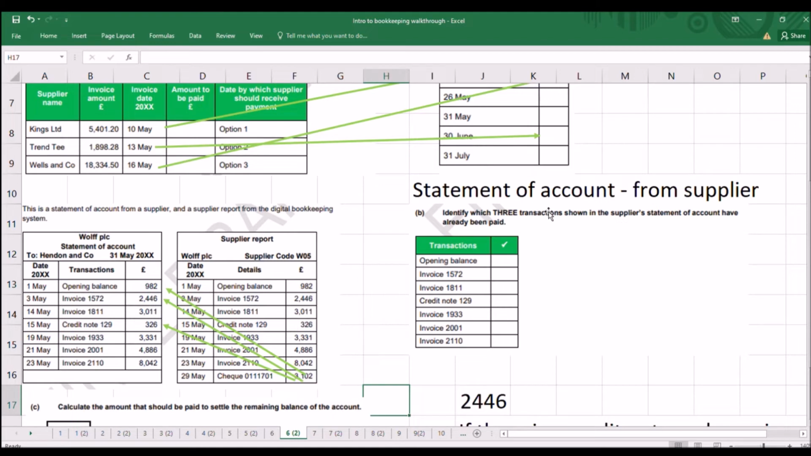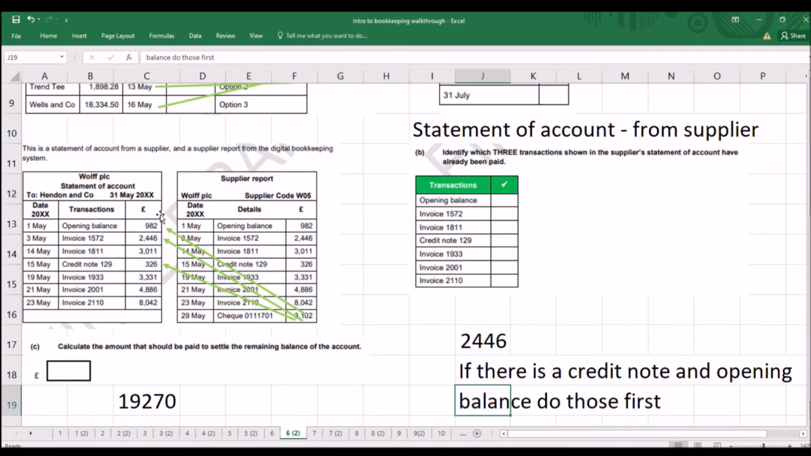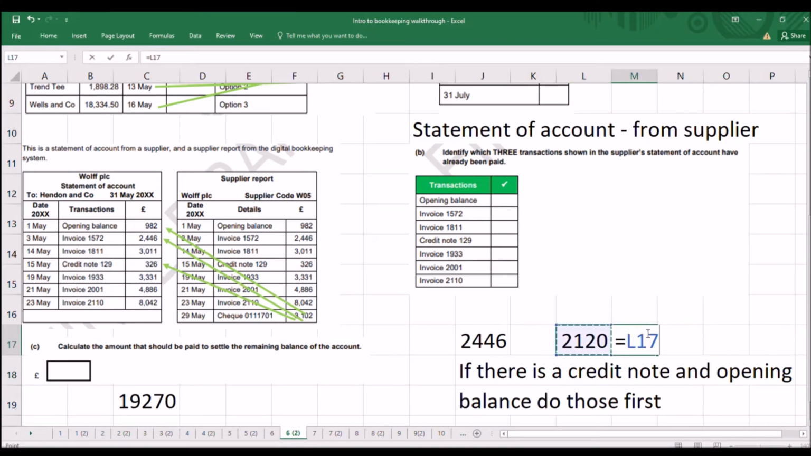We've got to identify the 3 transactions from the supplier statement account that have already been paid. So we're almost doing a process of elimination, but there is a bit of help here. If you see a credit note, it's pretty much going to be in there somewhere, and we've got the opening balance that we've taken off. So what I've done is I've got this 3102 here, and I took off the opening balance of 982. That left 2120, and then I added on the credit note.